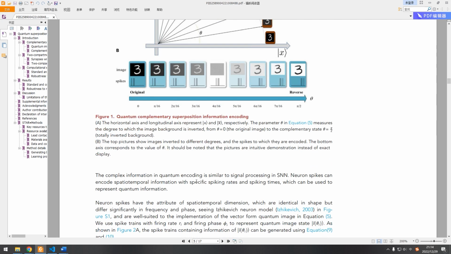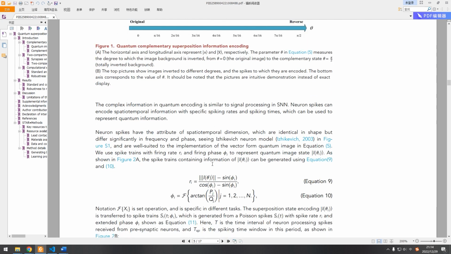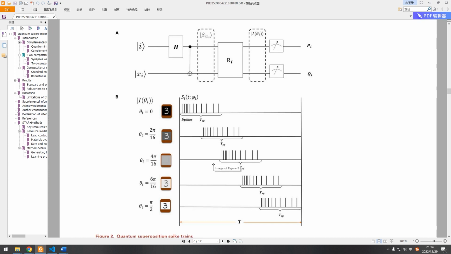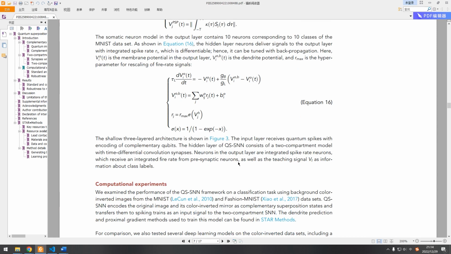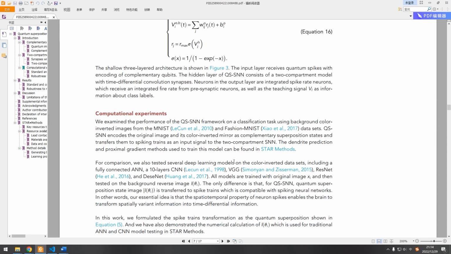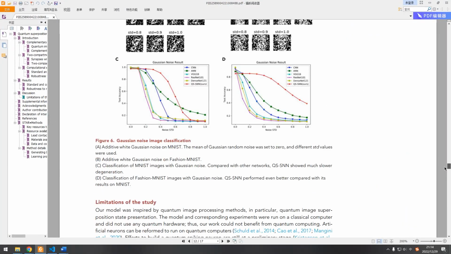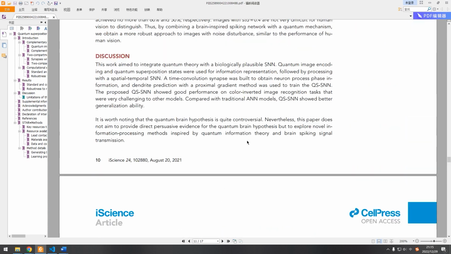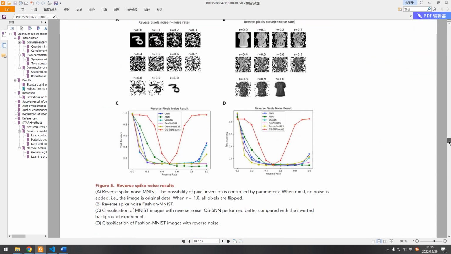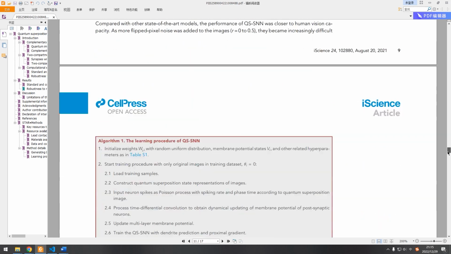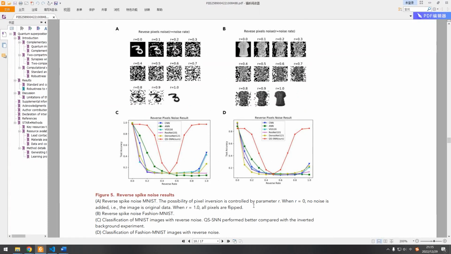The QSSN incorporates quantum theories with brain-inspired spiking neural network models from computational perspectives, resulting in more robust performance compared with traditional AI models, especially when processing noisy input like the background image. You can see from this paper that the QSSN model can achieve better performance on the background reverse pictures and the noisy image dataset, compared with the traditional deep convolution models like VGG, ResNet, DenseNet, and some similar models.